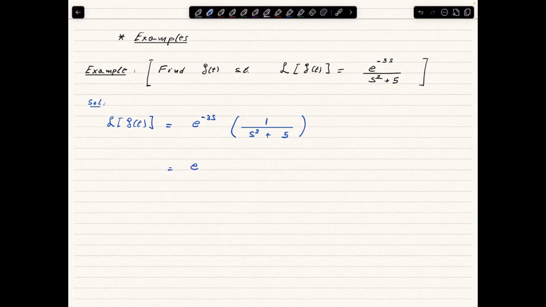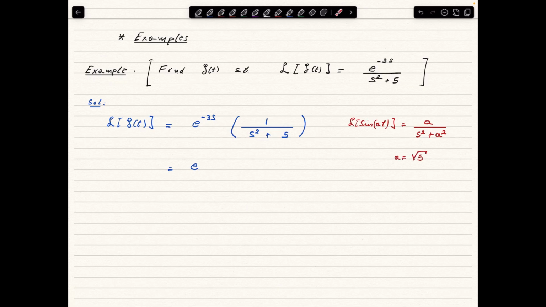What we know in the table is the Laplace transform of the sine of at, and this is a over s squared plus a squared. That is what we have in the Laplace transform table, and the denominator looks pretty much like that. The only thing we need to do is to put a equal square root of 5.